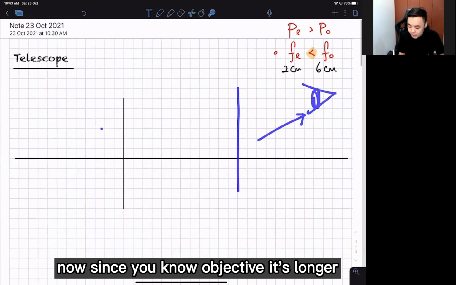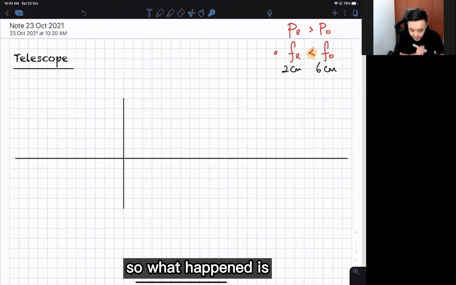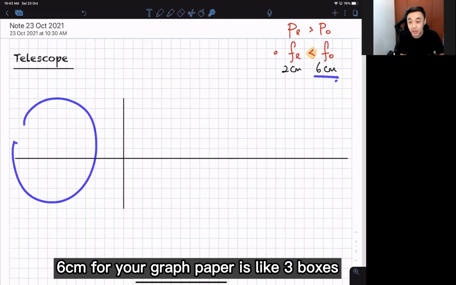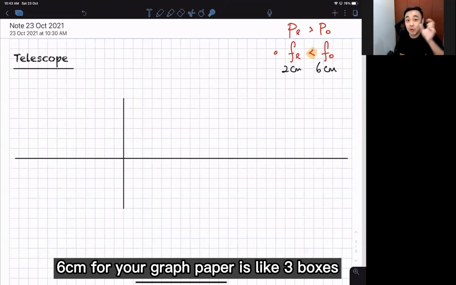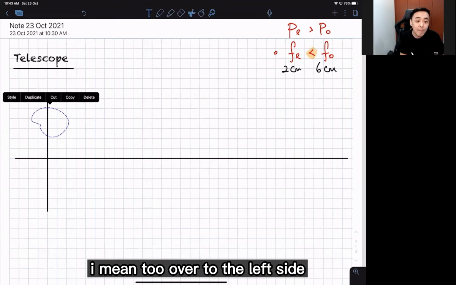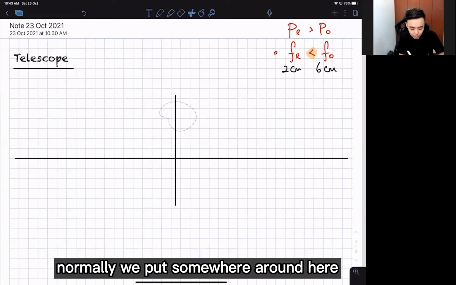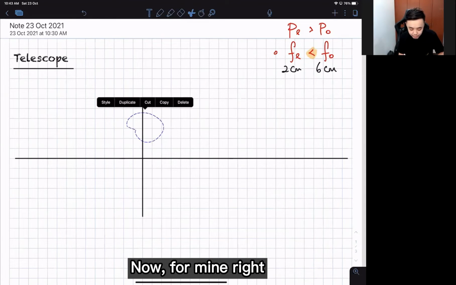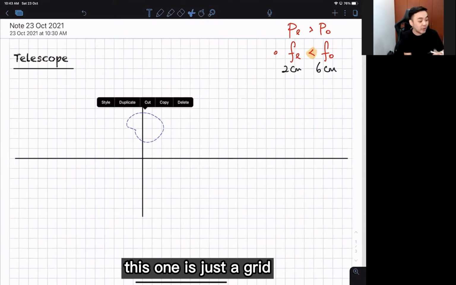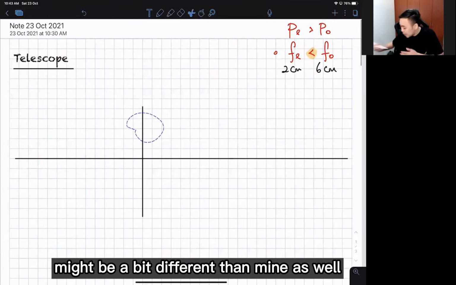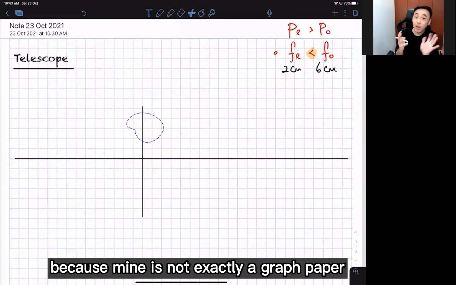Now, since the objective focal length is longer, you want to make more space here because of the 6 cm. For your graph paper, 6 cm is like 3 boxes, 3 units, so you need more space. Try not to put your lens too far over to the left side. Normally we put it somewhere around here. For mine, because I don't really have a graph paper, this one is just a grid, so you don't have to be exactly the same as mine. Your drawing might be a bit different from mine as well.